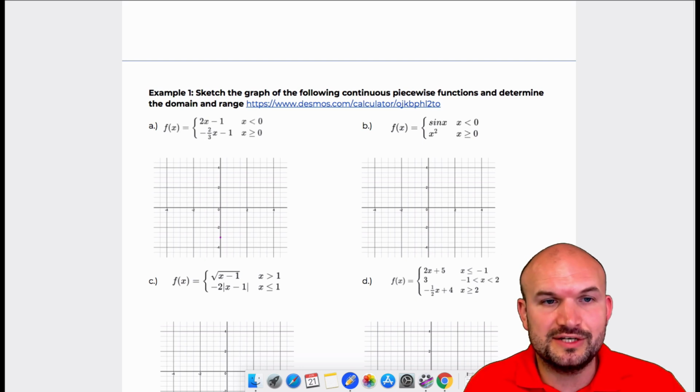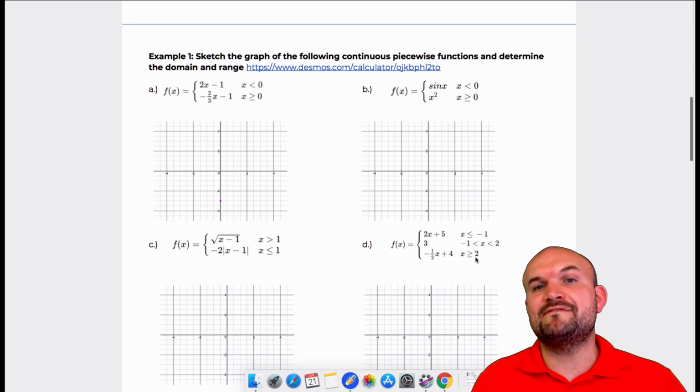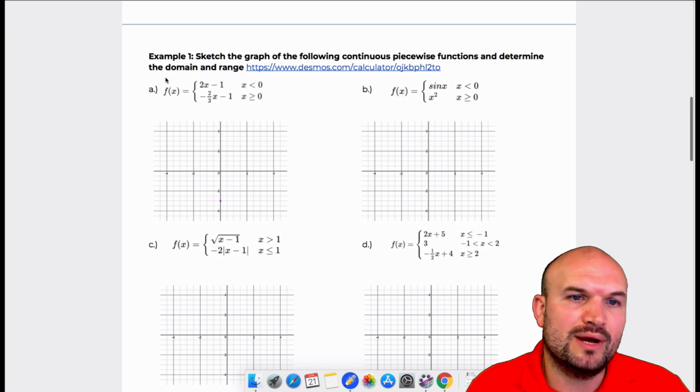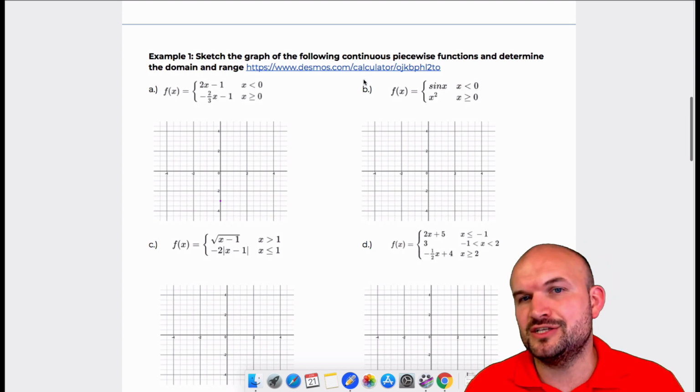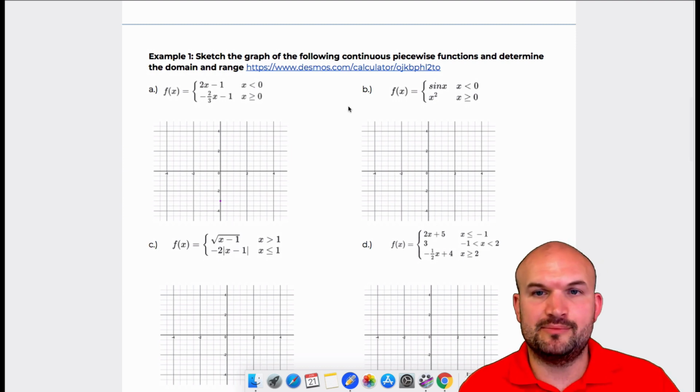Okay, so now what we're going to do is get into graphing piecewise functions. What I have here are 4 different functions that I am going to show you how to graph. I did mention that they are continuous, so there's not going to be any breaks in the graph.